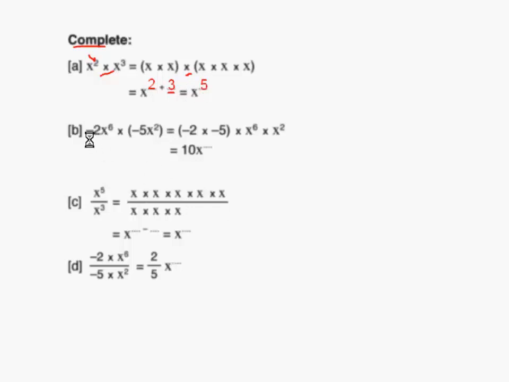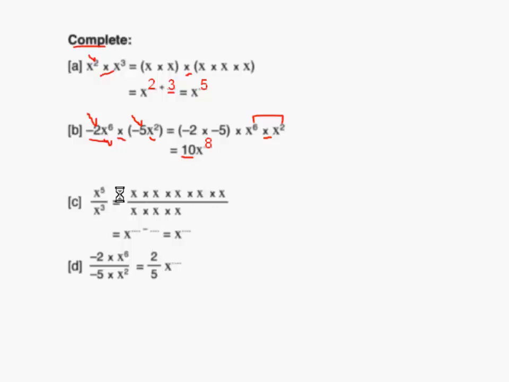Here we have minus 2x to power 6 multiplied by minus 5x to power 2. We will multiply the numbers together, which are between two brackets: minus 2 multiplied by minus 5, multiplied by x to power 6 multiplied by x to power 2. Minus times minus is plus. 2 times 5 is 10. X to power 6 multiplied by x to power 2, we have to add the powers because this is multiplication. So 6 plus 2 is 8.